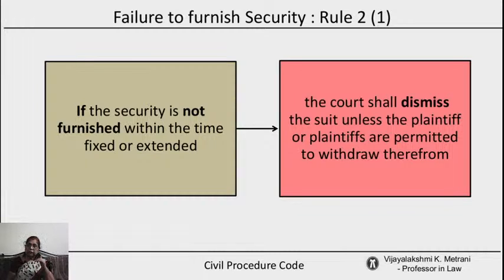So, the court shall dismiss the suit if the security is not furnished, unless the plaintiff or plaintiffs are permitted to withdraw therefrom. What happens is, if the security is not furnished within that time, there is no other option, the court will dismiss the suit. Then, before dismissing of the suit, the plaintiff can be permitted to withdraw also. If the plaintiff withdraws the suit, then there is no suit and the defendant is free. So, that is, even before the suit commences, these steps are to be taken.